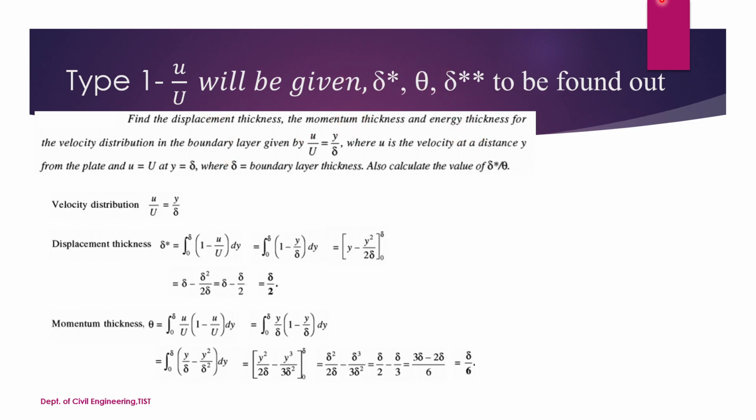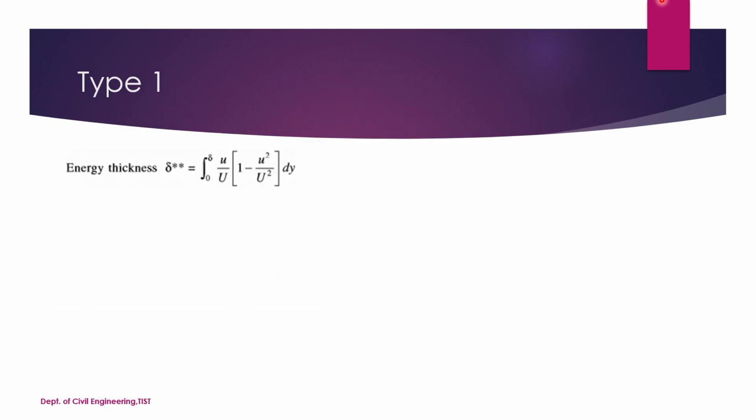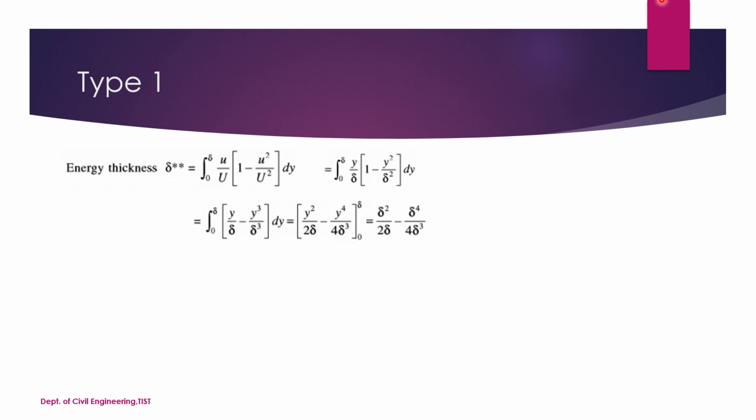Now we'll go for energy thickness. Energy thickness delta double star is equal to, the equation is integral 0 to delta of u by U into 1 minus u square by U square into dy. So substitute the value for u by U and then integrate this. On integrating and applying the limits, you'll be getting delta double star as delta by 4.